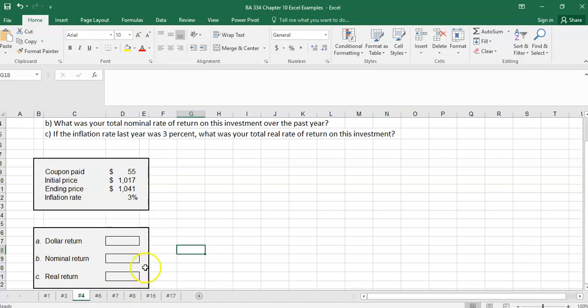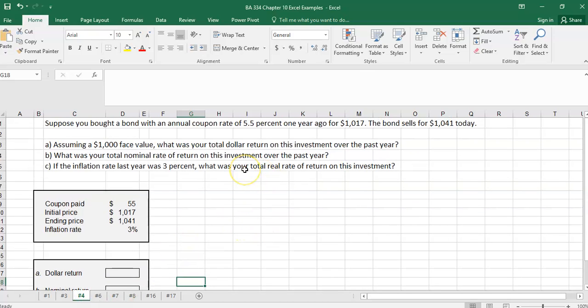In our next example, we bought a bond with an annual coupon rate of 5.5% 1 year ago for $1,017. The bond is selling today for $1,041. So we want to know what our dollar return was. Then we want to know about our nominal rate of return on this investment over the past year and the real rate of return. Okay, so first we're going to do our dollar return.